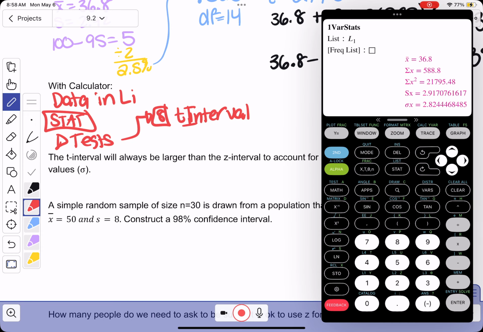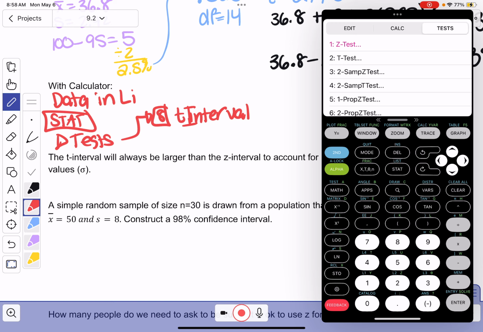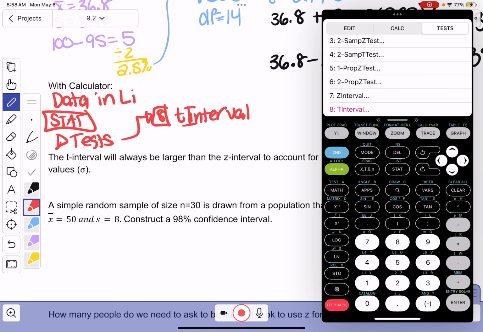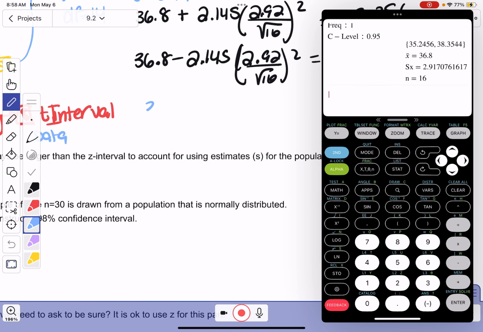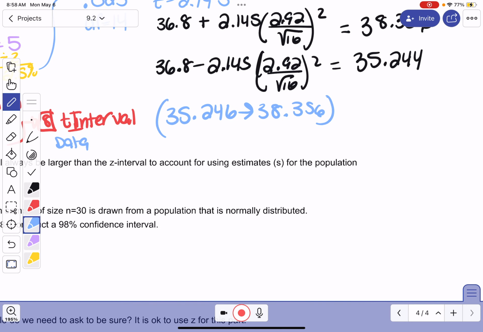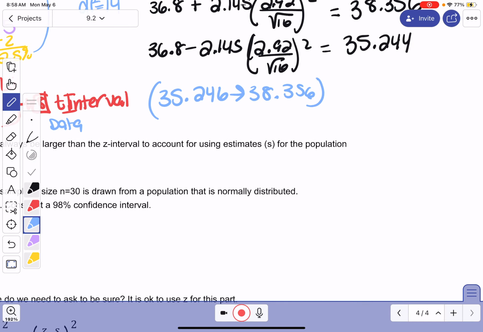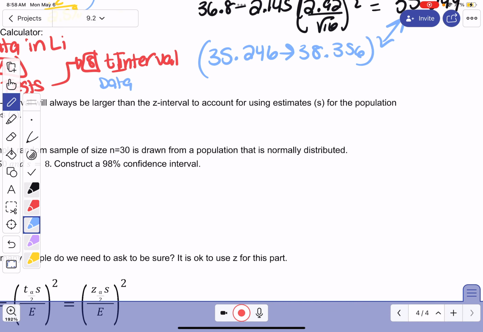So I already entered the data for our information, so I can go over to tests, then I'm going to choose number 8, t-interval. And at the top, you pick data. Because we have the raw data in there, you pick data, and then make sure your frequency list is 1, your confidence level matches, and then calculate, and it gives us our range, 35.246 to 38.356, and there we go. Okay, and those match, so we're looking good.